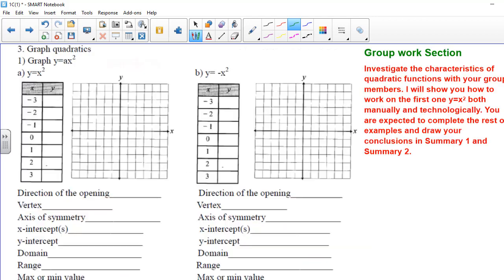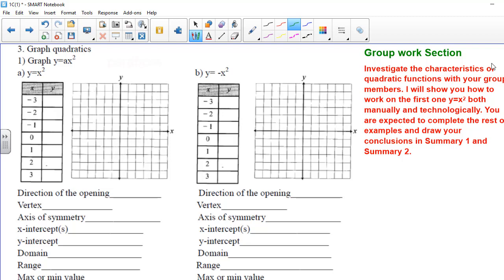So the next step is we need to work in group to finish the investigation here. We will investigate the characteristics of quadratic functions with your group members. I will show you how to work on the first one, y equals x squared, both manually and technologically.